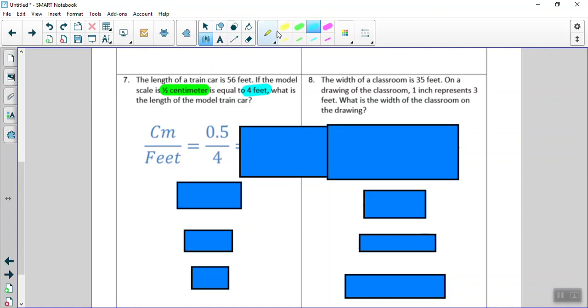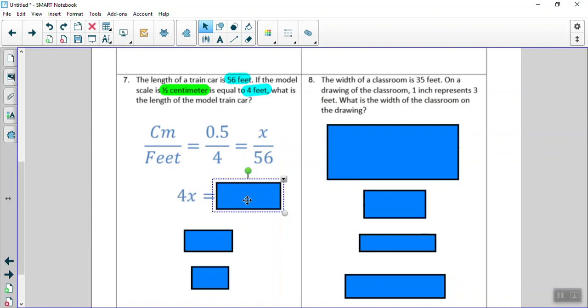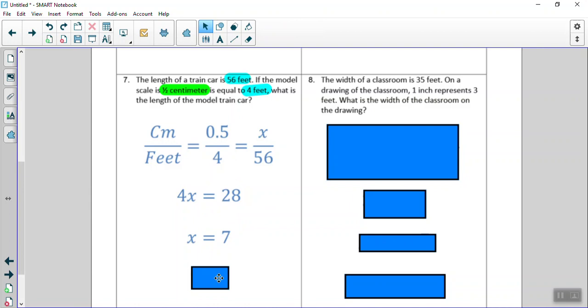Okay, and then our other number they gave us was in feet. So we're going to put that on the bottom of our fraction here. 56 feet goes on the bottom, and then we're going to cross multiply just like we've been doing for every single problem, right? So 4 times x is 4x. 1/2 times 56 gives us 28. Then we're going to divide by 4 on both sides, and we get 7. And again, we want to put units, and we're looking for the centimeters that compare to the 56 feet, so it is 7 centimeters.